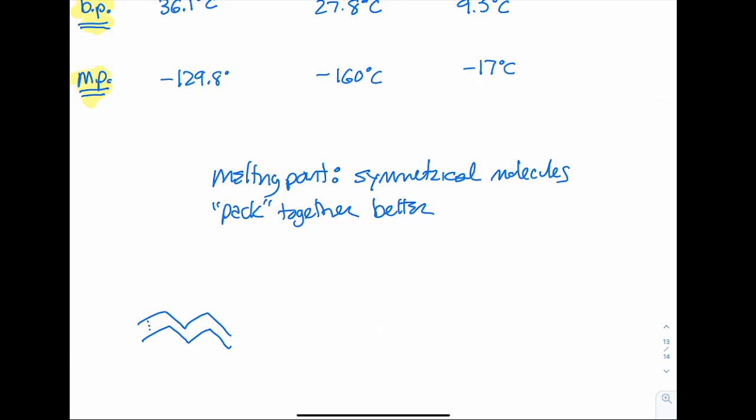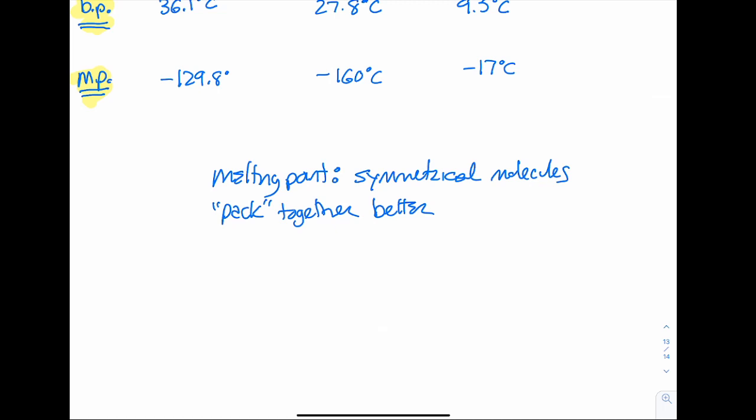So when I'm forming those temporary dipoles, because they can get close together, they tend to be pretty strong. If you have something that's unsymmetrical, I can only get these so close, even if I put them in the same direction, because of those weird bonds and things, or the branches. So the more symmetrical it is, the easier it is to pack it together. The better you can pack them together, the closer they are to each other, and the stronger those connections are.